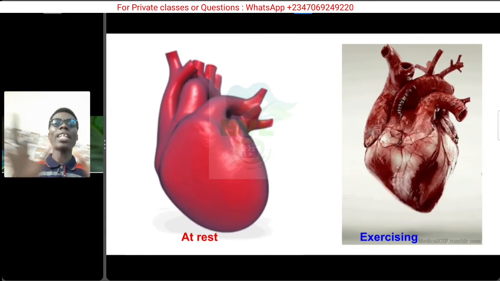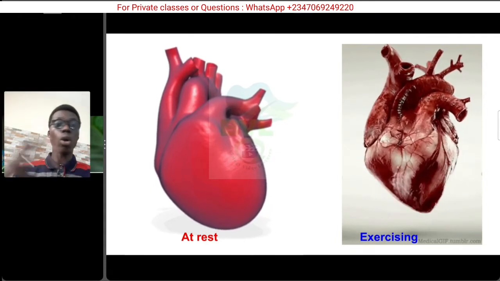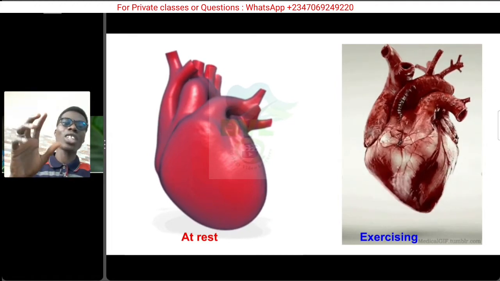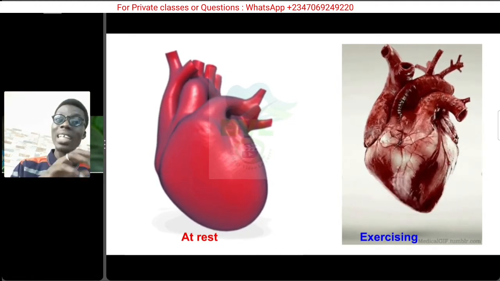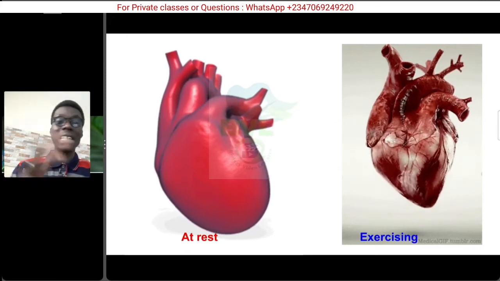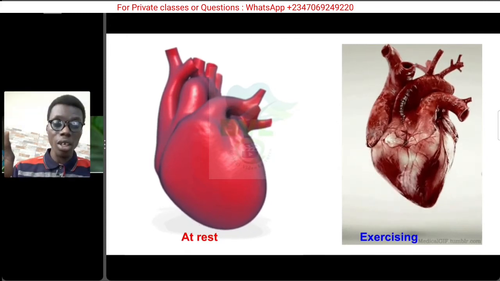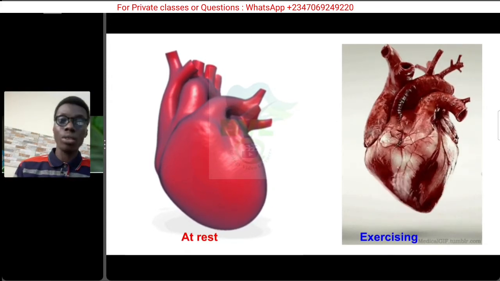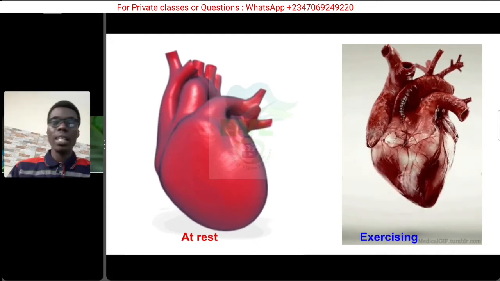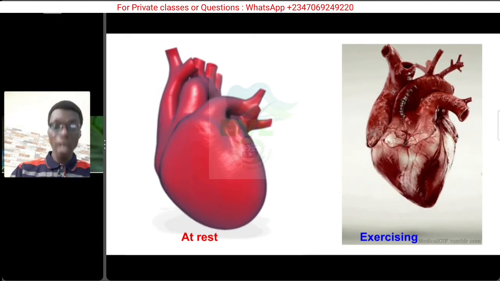Now let me say this also: aside from when you're at rest or exercising, your heart rate can increase even without you exercising. For example, if you're nervous, say you are just told, okay, in the next 5 minutes, you're going to be addressing a nation. What?